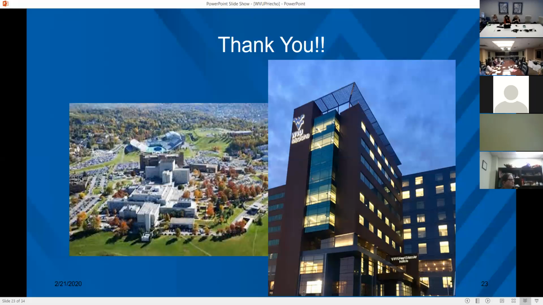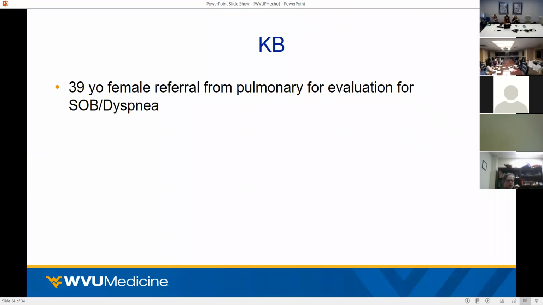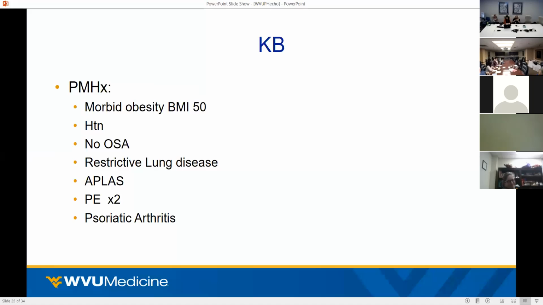Yes, please. Okay. So we got a 39-year-old that was referred from Pulmonary for evaluation for shortness of breath and dyspnea. Next slide. She's got morbid obesity, a BMI of 50, hypertension, no sleep apnea though. She has restrictive lung disease due to her obesity. She has APLAS, which is antiphospholipid antibody syndrome. She's had 2 pulmonary embolisms and has a history of psoriatic arthritis.